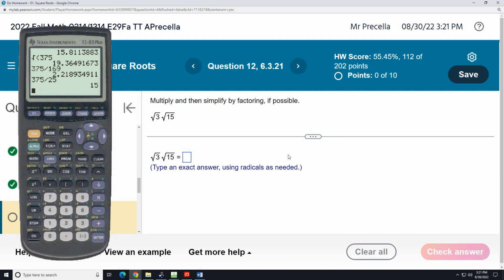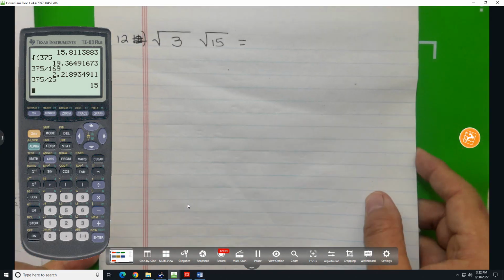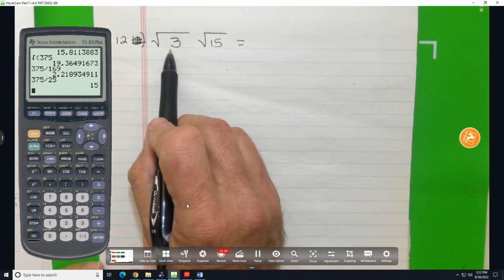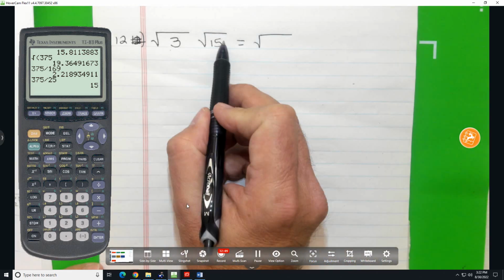Now it's changing. Okay. We're no longer just simplifying. We're taking a square root times a square root. To multiply a square root by a square root, you just keep the square root and you multiply the numbers underneath them. The square root of 3 times the square root of 15. Okay, they've written it down. Let me lower this. To multiply 2 square roots, just write down the square root symbol and multiply the 2 numbers together.